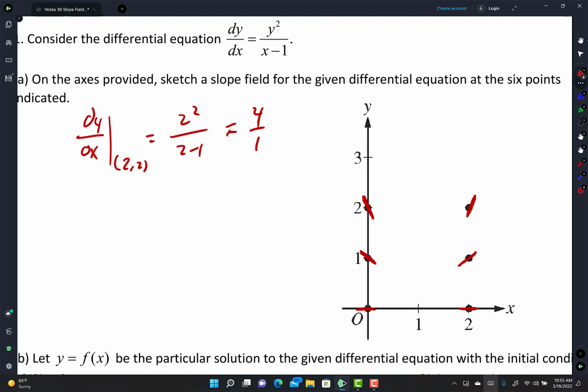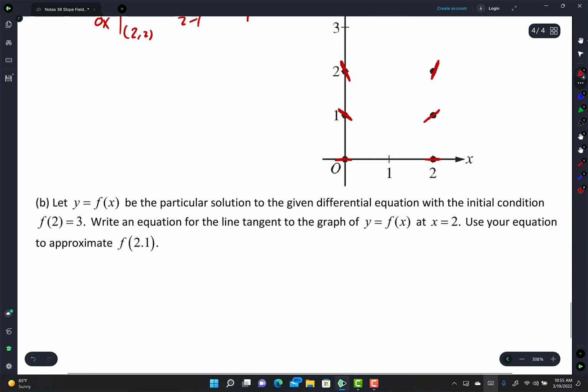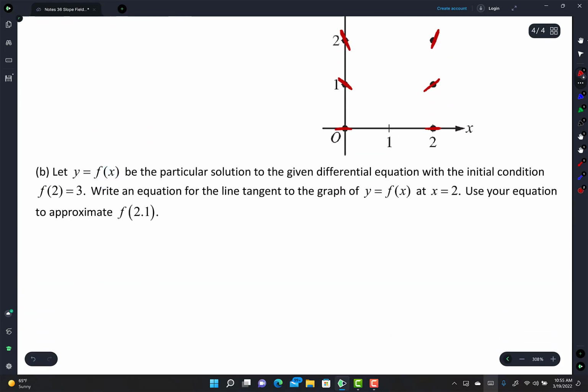But make sure that your slope field is nice and clean, and there it is. Cool or not cool? All right. Letter B. Do you guys want to do that one, or do you want to do it together? Okay, it says, let y equals f of x be a particular solution to the given differential equation with initial condition f of 2 equals 3. Write an equation for the line tangent to the graph of y equals f of x at x equals 2. Use your equation to approximate f of 2.1.